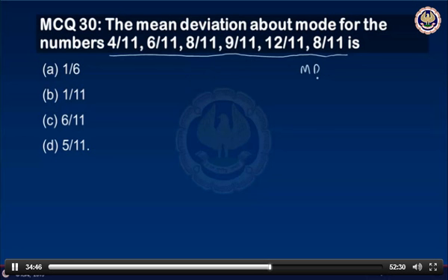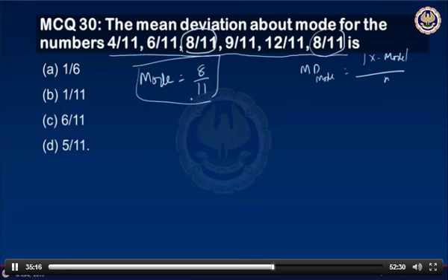Mean deviation from mode is nothing but the sum of modulus of x minus mode, divided by n observations. Now the mode is the item which is repeated the most number of times. Here the fraction 8 by 11 is repeated 2 times, so the mode for this data is 8 by 11.